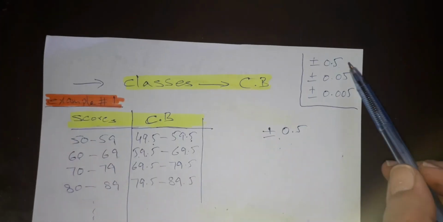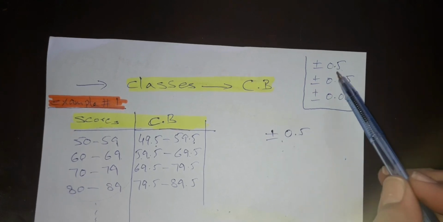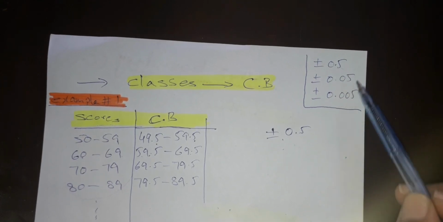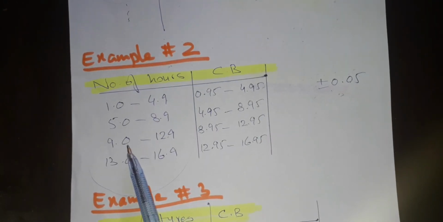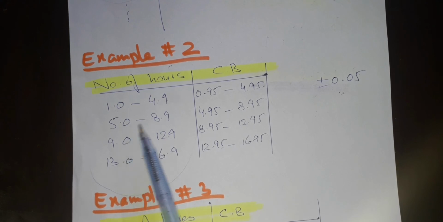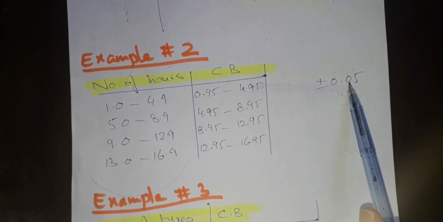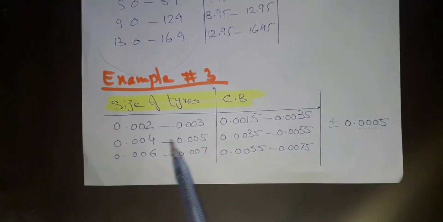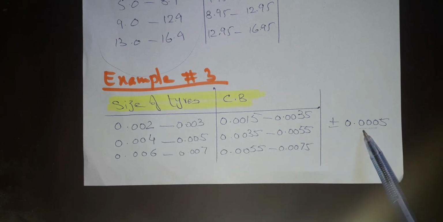Understand? Students, we have to use 0.5, 0.05, 0.005 or 0.0005 according to our question and the data. If after the point there is one digit, then after the point there is 1 zero. If after the point there are 3 digits, 1 2 3, then after the point there are 3 zeros, 1 2 3.